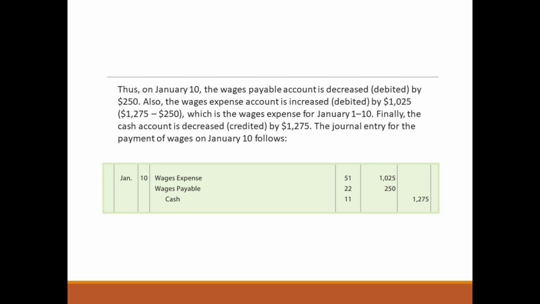Also, the wages expense account is increased or debited by $1,025, which is the wages expense for January 1 until 10. Finally, the cash account is decreased or credited by $1,275. The journal entry for the payment of wages on January 10 is shown in this picture.